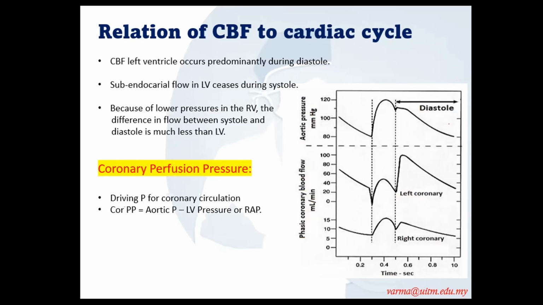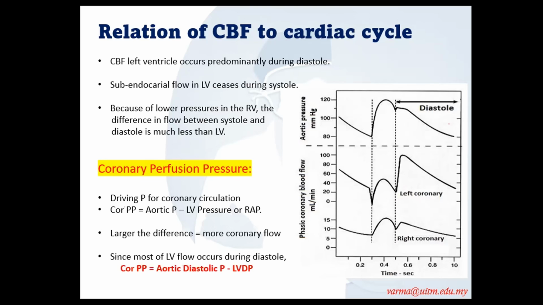Coronary perfusion pressure is the driving pressure for the coronary circulation. Coronary perfusion pressure is aortic pressure minus left ventricular pressure. If aortic pressure and left ventricular pressure are equalized, it means there is no flow, zero, right? So aortic pressure should be higher for flow, because your coronary circulation comes from your aorta, right? So it arises from there. The aorta doesn't only supply the whole body, it supplies back the heart itself. So that's where the root pressure comes in. That's why we call it the aortic root pressure. The larger the difference, the more coronary flow.